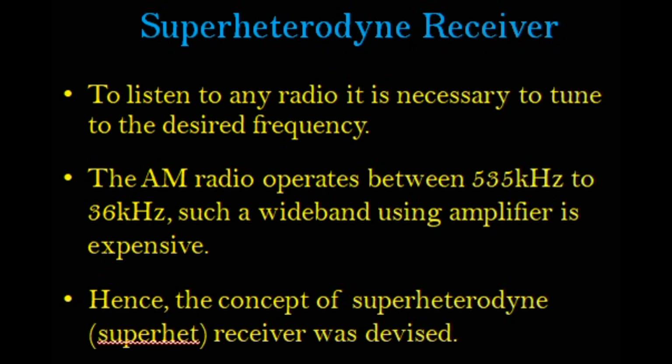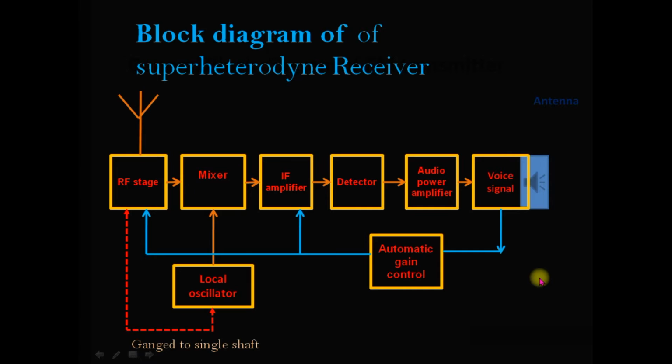To listen to any radio station, it is necessary to tune into the desired frequency. The AM radio operates between 535 kHz to 1600 kHz. Such a wide band using an amplifier is expensive. Hence, the concept of the super heterodyne receiver was devised. The block diagram of the super heterodyne receiver is shown in this figure.